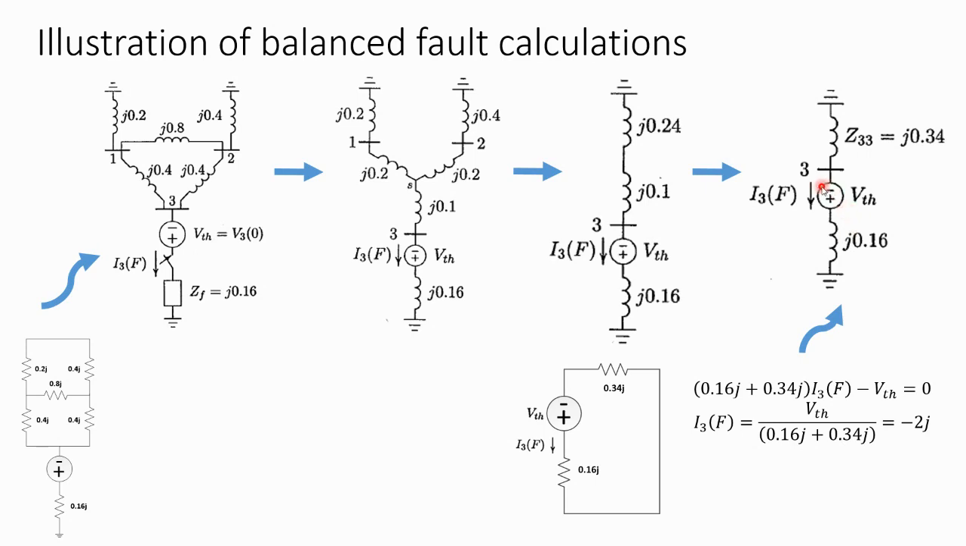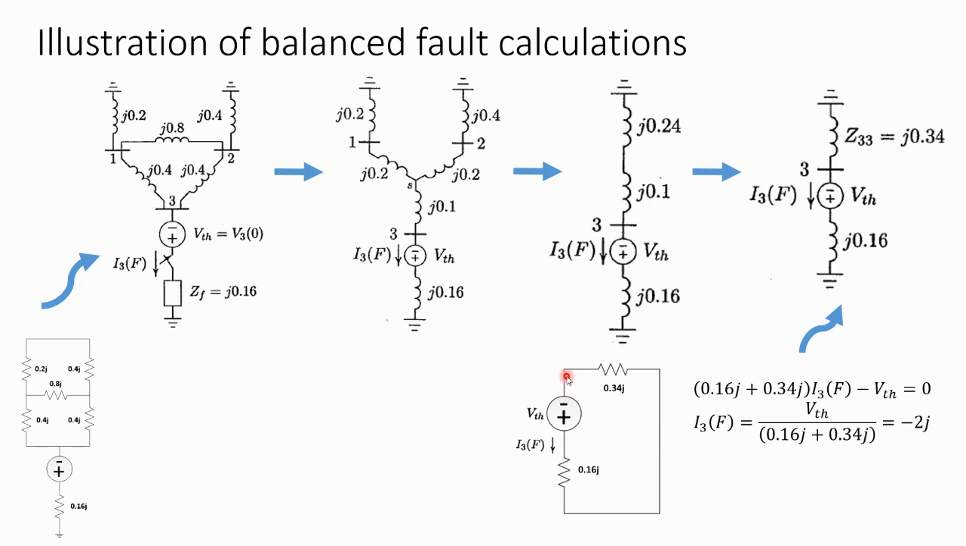So first, let's start from bus 3 over here and walk down. At bus 3, as I walk down, I meet negative VTH, so I just draw negative VTH accordingly. Then I meet 0.16j, so I draw accordingly. As you enter, the ground is also here. You enter Z33, which is 0.34j. So this is how you redraw these portions of this network into this series circuit.